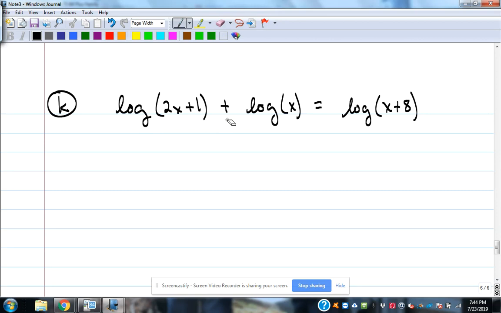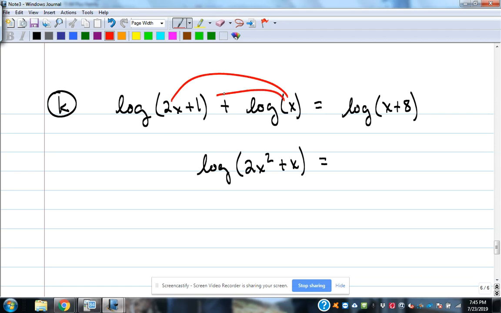So what does addition turn into? Multiplication. So instead of having two logs there, I'm going to rewrite it as one log of x times 2x plus 1, which would be 2x squared plus x. So I just went ahead and did the distributive property with that, because the addition turns to multiplication. And then on the other side, we got log of x plus 8.